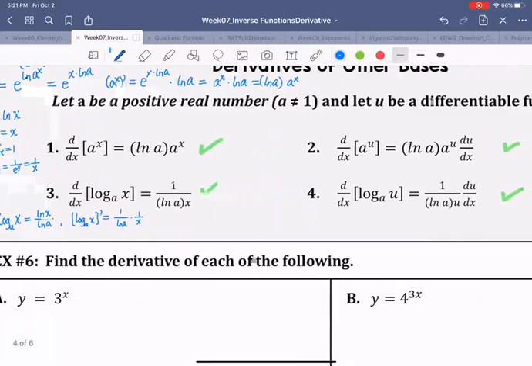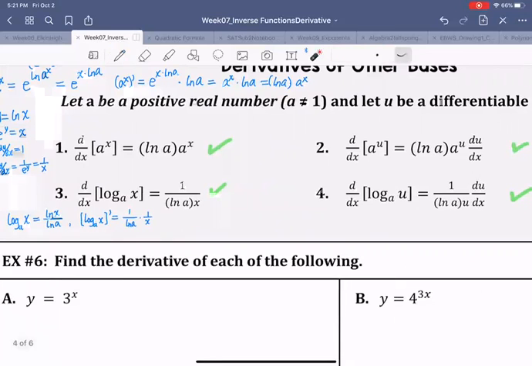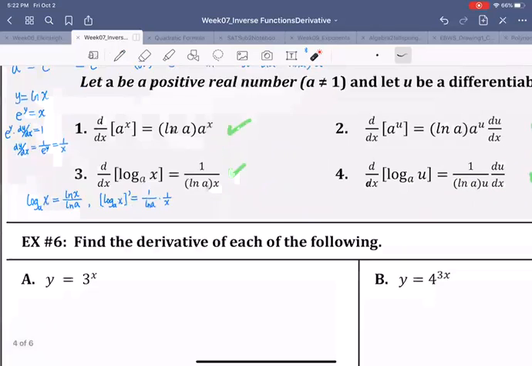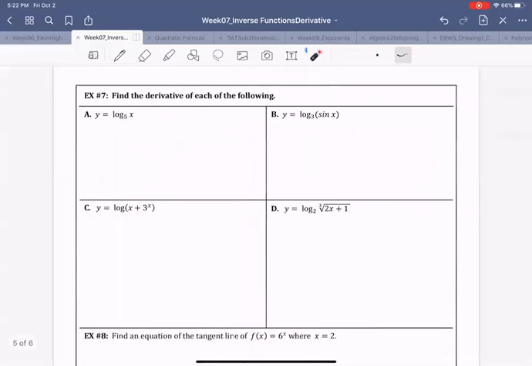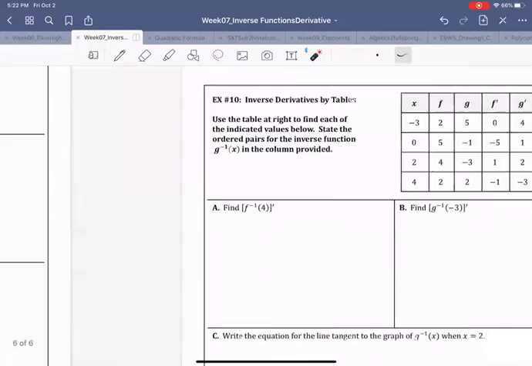Now let's do number 4. Number 4 is the same. You take out the ln a in front, you take u in the exponent, and then you do du over dx. So basically, 2 and 4 are the same as 1 and 3, except you have to add the du over dx at the end. That's it. For example, this one is not just x, it's 3x, so you want to do it this way. Basically, it's just the chain rule, right? But you just memorize these afterwards and you're good to go.